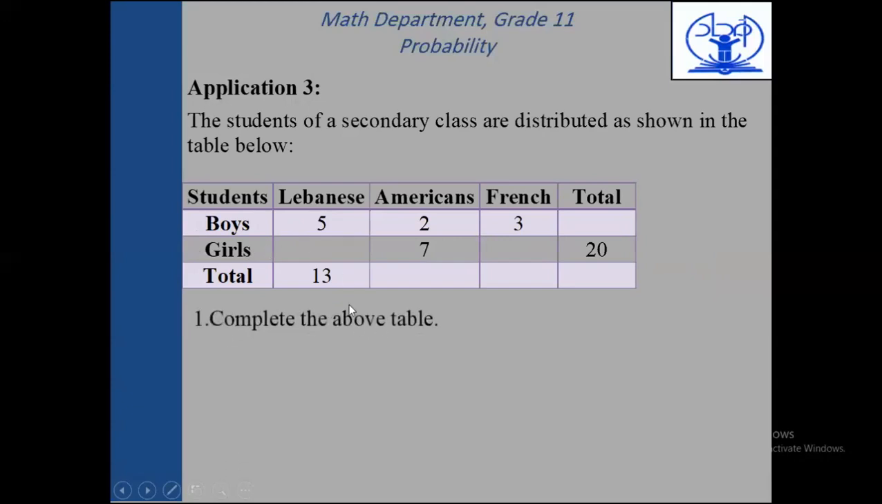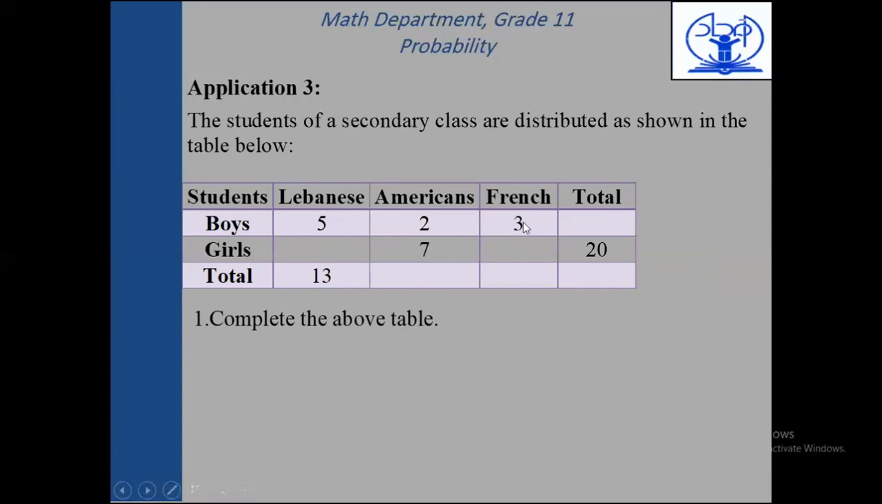Complete the following table. It's easy here. If the total number of Lebanese is 13, and you have 5 Lebanese boys, you will be left with 7 Lebanese girls. If the Americans are 2 boys and 7 girls, then the total will be 9 Americans.